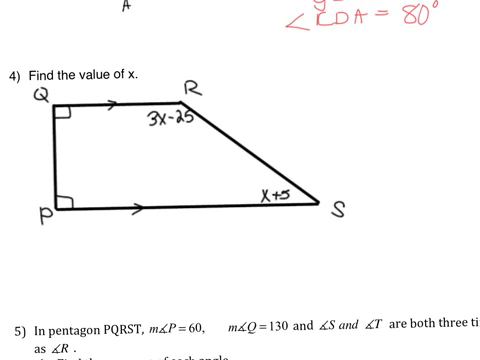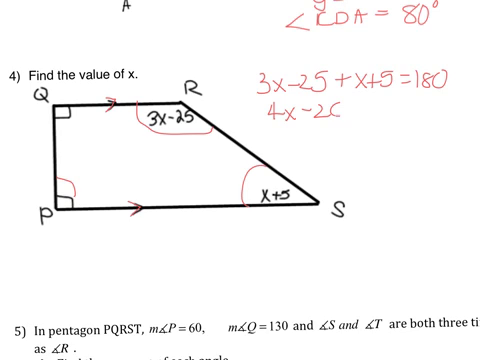In the next problem, they're showing me that I have parallel lines. So in this quadrilateral, these are going to be same side interior angles. They all would add up to 360, knowing that these others are 90. But I'm just going to go 3x minus 25 plus x plus 5 equals 180. It gives me 4x minus 20 equals 180. 4x equals 200, and x is 50.